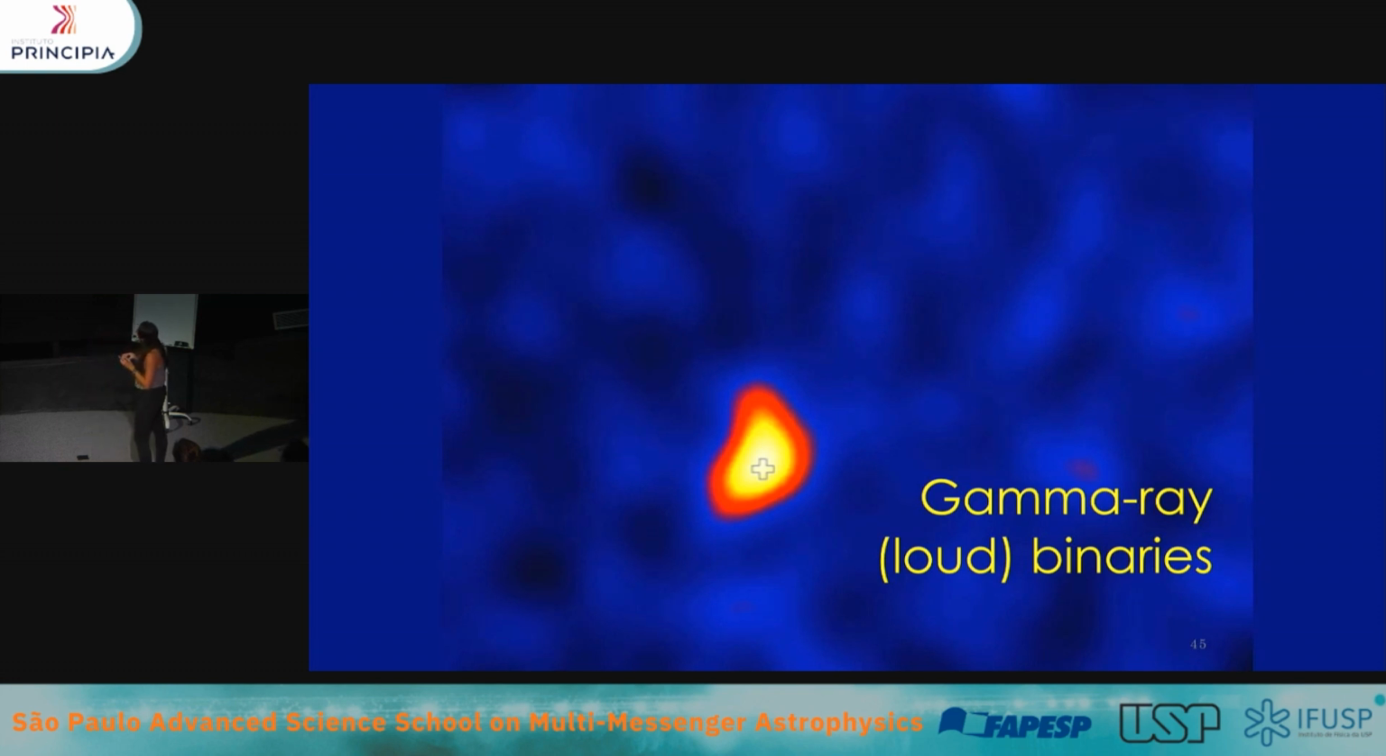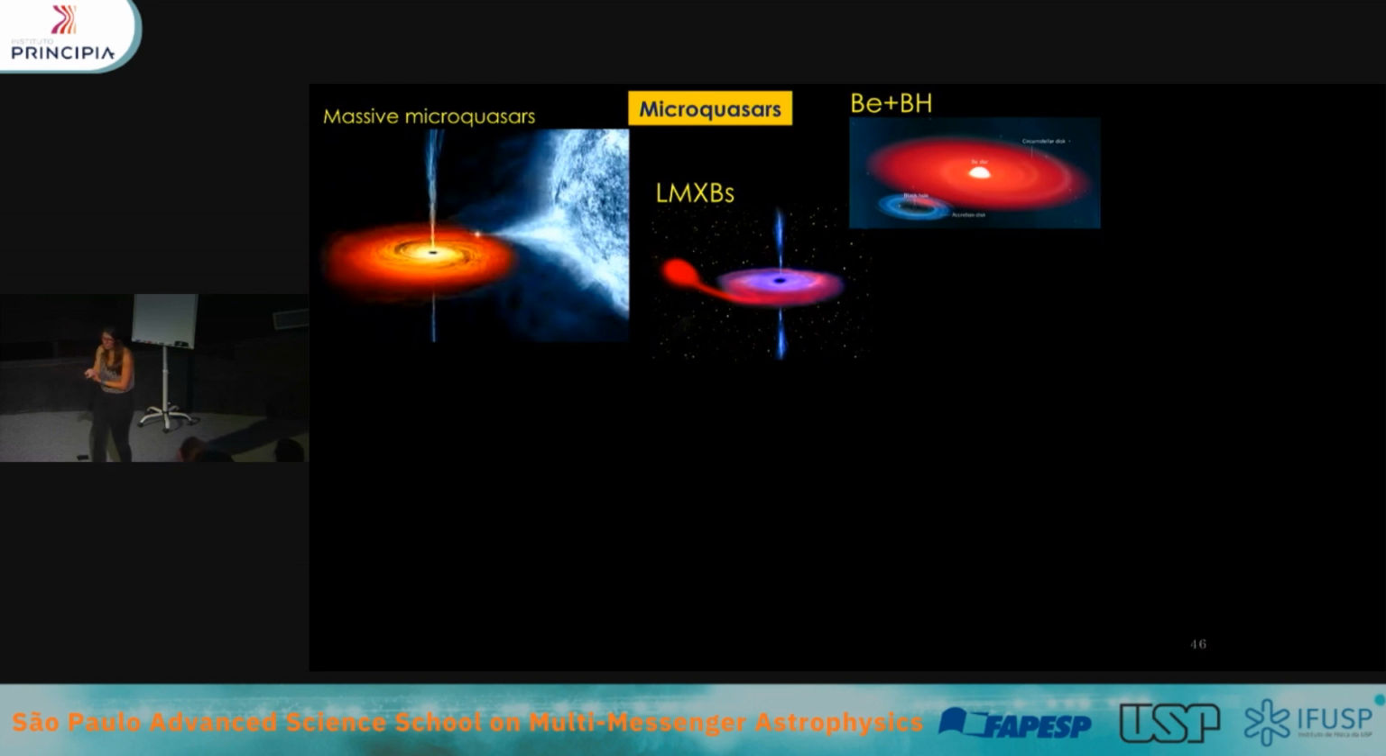Okay, what other sources? So gamma ray binaries, or gamma-loud binaries. This is one of the main topics of my research. There are many different kinds of binary systems in the galaxy. I have tried to put in here more or less a classification of the different types of systems that we can have. So microquasars, when you have a compact object that is accreting material from a companion star, normally a black hole or a neutron star. Depending on the mass of the companion star, we can divide them into massive microquasars, when you have a massive companion star, and low mass X-ray binaries, or low mass microquasars, when the companion is a low mass star.